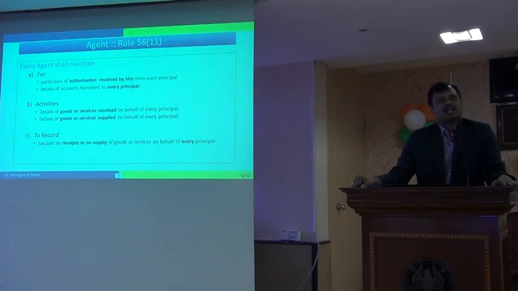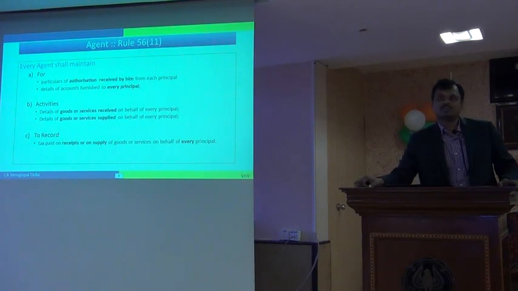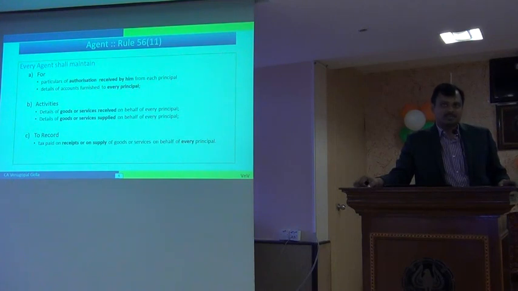Next, he shall also maintain a separate set of records for each principal. So he is acting as an agent for each principal. For each principal he shall maintain separate books of accounts stating that so much goods were received on account of each principal. That kind of segregation is generally not done, and the only simple reason is that the agents are located in Tier 3 or remote villages where the principal doesn't choose to set up an office.